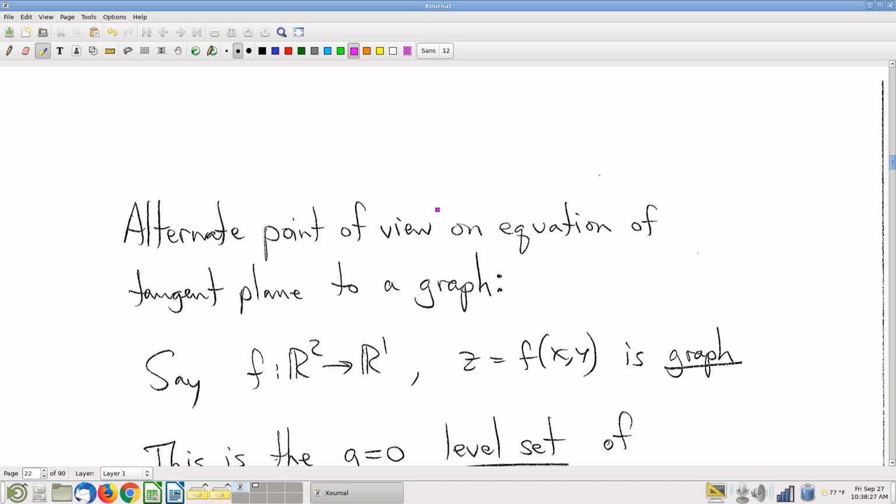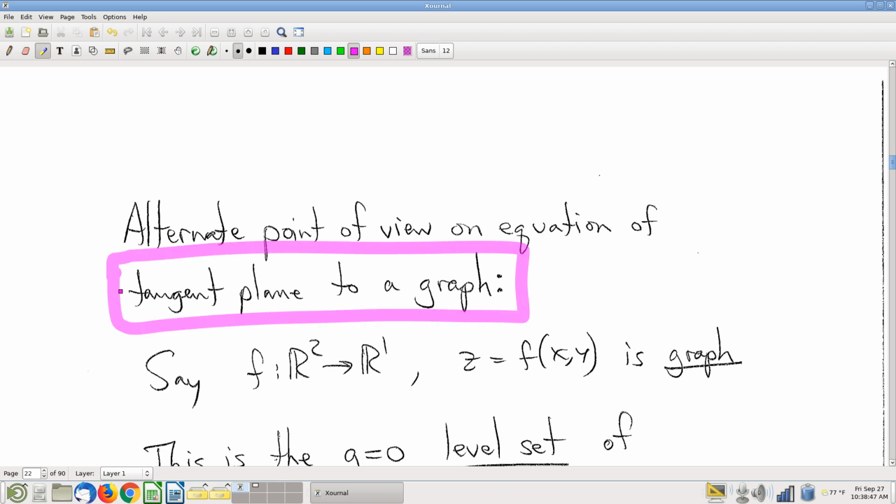The next question is a question we've already considered previously. We already know the answer to this question. So what I'm going to show you here is not so much a new result as a new point of view on an old result. And that is, what is the equation of the tangent plane of a graph?